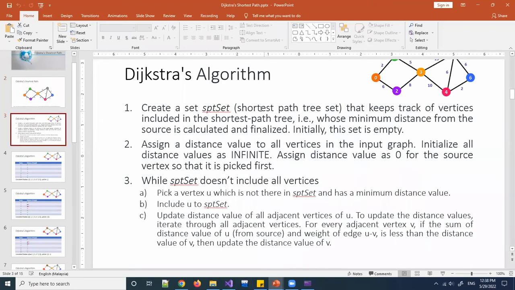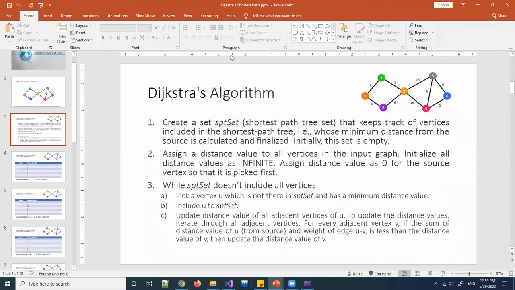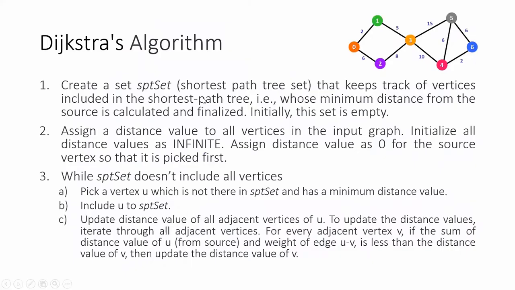So for the Dijkstra algorithm, to get the shortest path, what you need to do is you need to have 3 things. First thing is create the shortest path tree set to keep track of the vertices of the shortest path tree, which means the minimum distance from source to the destination. Initially, this set that we keep would be empty.